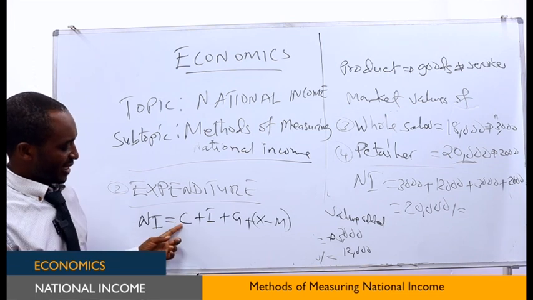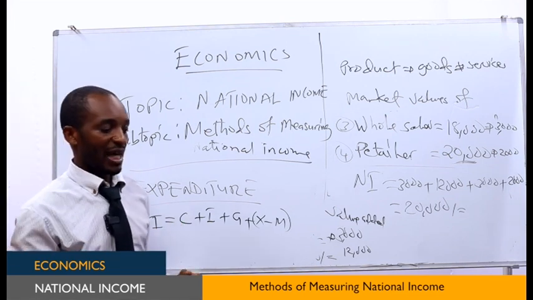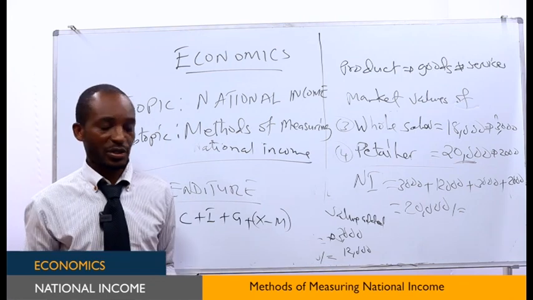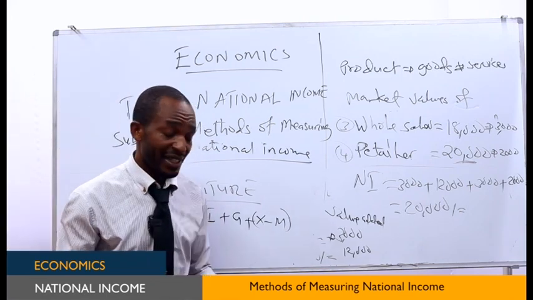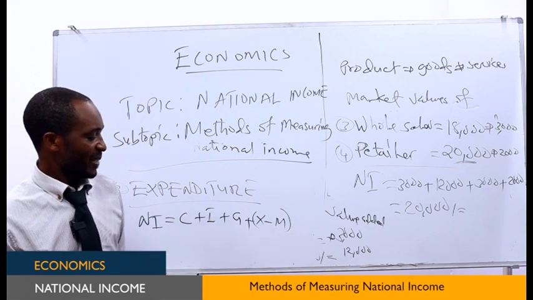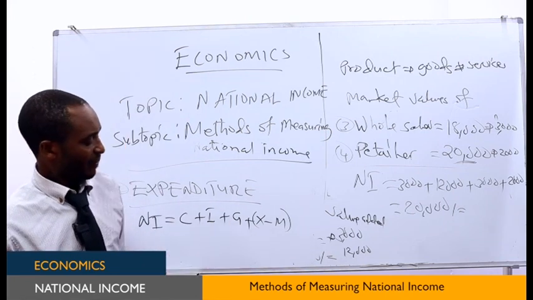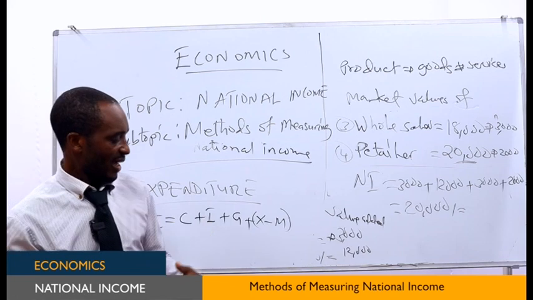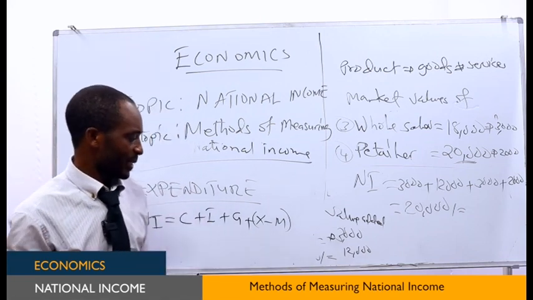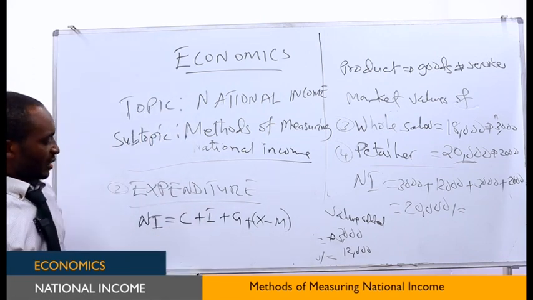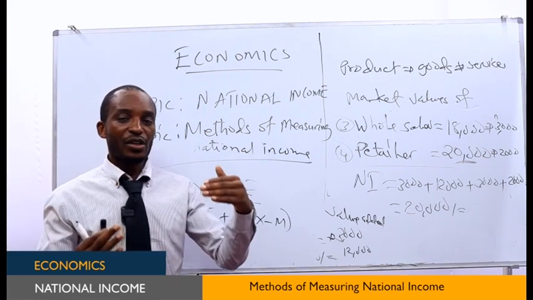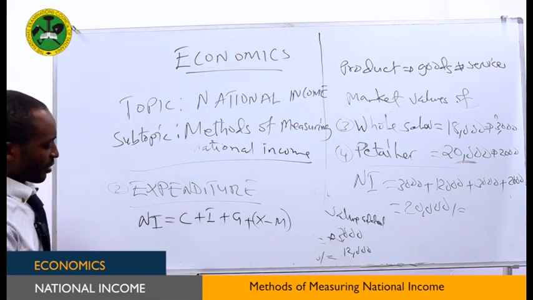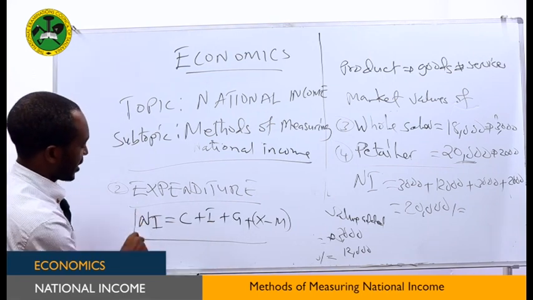So this C stands for private or household consumption, I stands for private investment, G for government spending, X for exports, and M for imports. So now you take the expenditure on final goods and services. So our formula is this one.